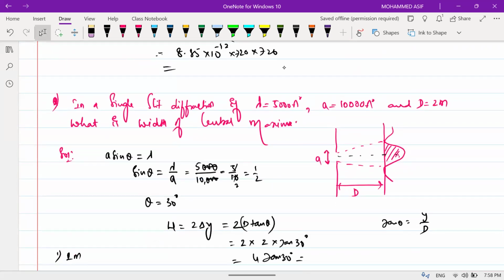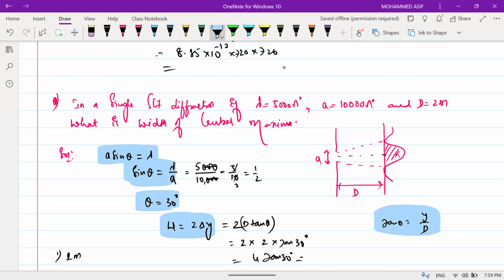it is a single slit diffraction matter, and what is the width of your central maxima. a sin theta will be equal to n into lambda, isn't it? So sin theta value I got from that one. So I got the value of theta, and width will be 2 times your y. So y value will be equal to how much? Sin theta is equal to y by d.